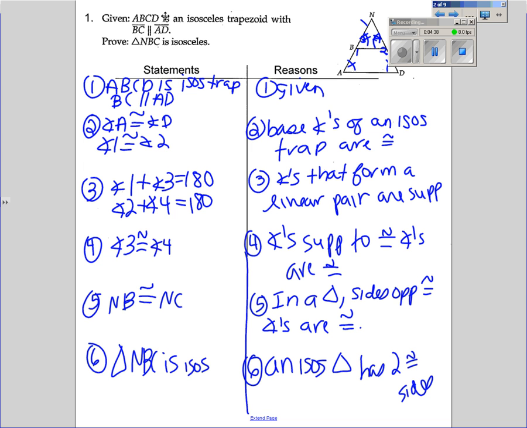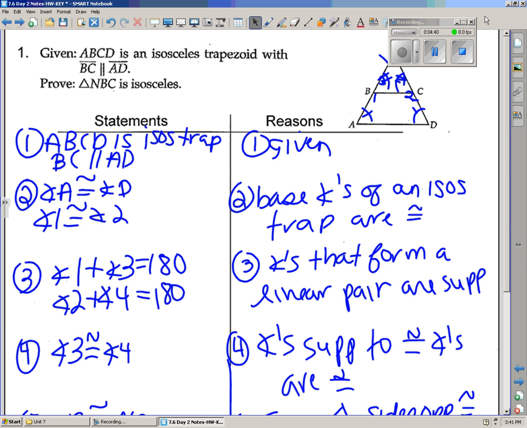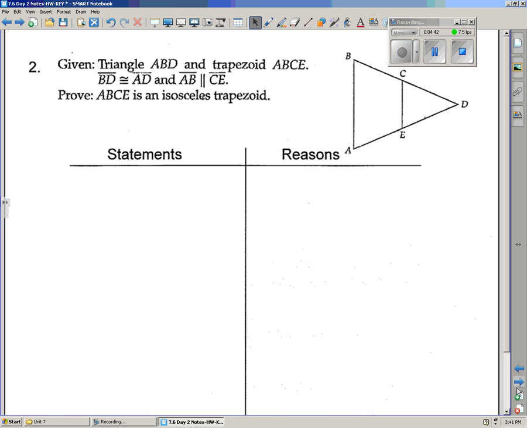Okay, let's try the next proof. Next guy. Triangle ABD and trapezoid ABCE. It doesn't say we're actually trying to prove it's isosceles. You know that BD and AD are the same, so all of this is congruent to all of that. And you also know that these guys are parallel. So how can we get this bottom thing to be an isosceles trapezoid? Well, let's see what we can do.